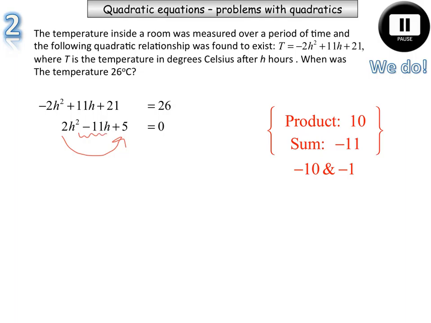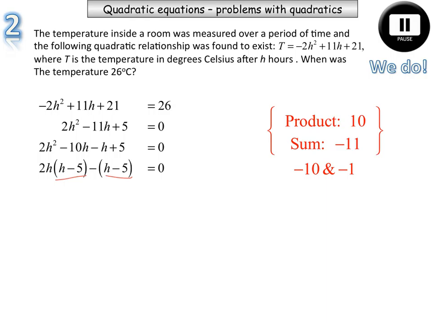Those two numbers are negative 10 and negative 1. So we're going to split up the middle term, the negative 11h, into those two. Negative 10h, take away 1h. When we do that, we have four terms. Looks a little bit more complicated, but let's group them in pairs. Look at the first two. So there's our first two. Factorize the first two, and then there's our second two. When we do that, we end up getting a common term of h minus 5.